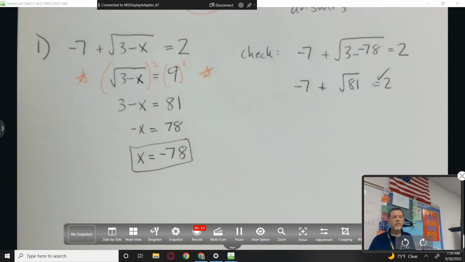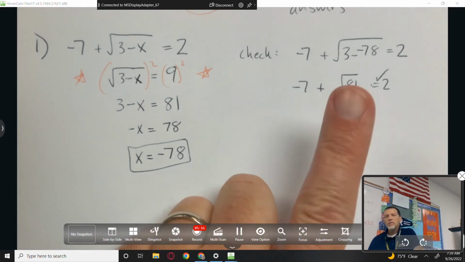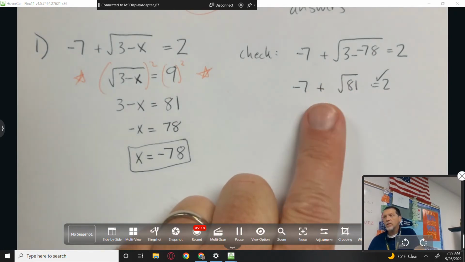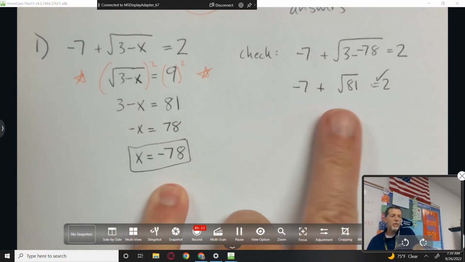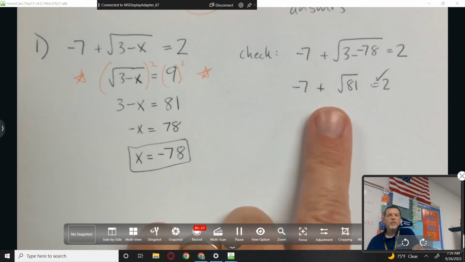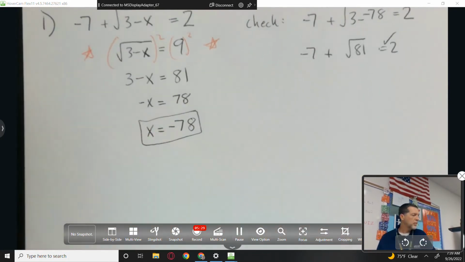And it doesn't take much to show your work on the checking, because if you don't check and you were supposed to, then you'll get the wrong answer. So I'm not worried about how much work you show over here. Again, because if you don't do it and you needed to, you might miss the problem.